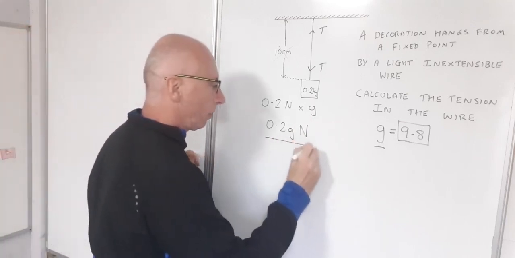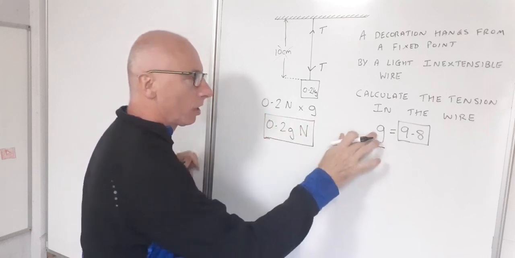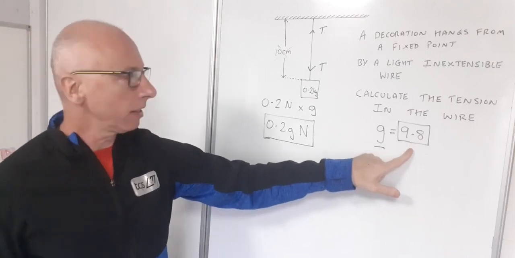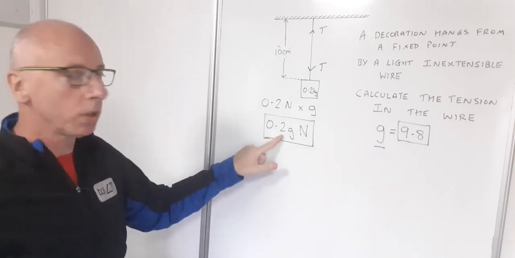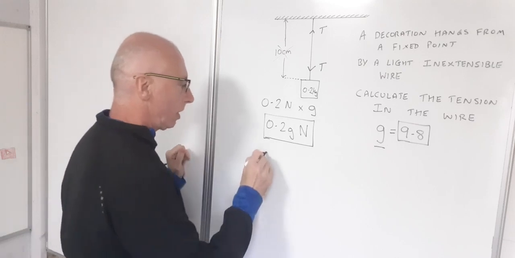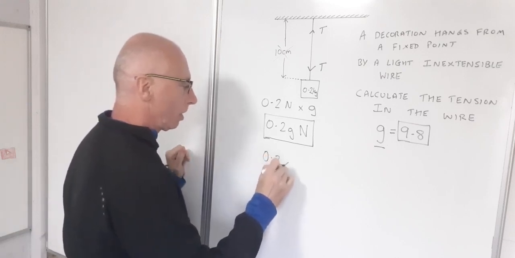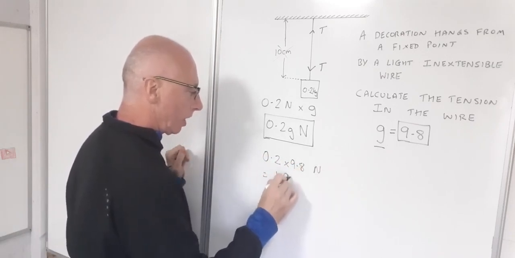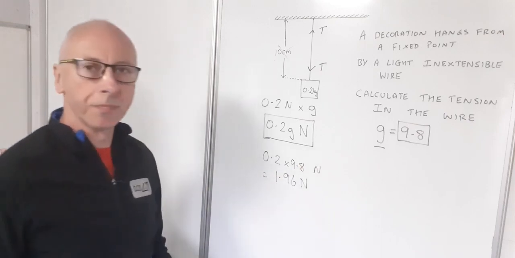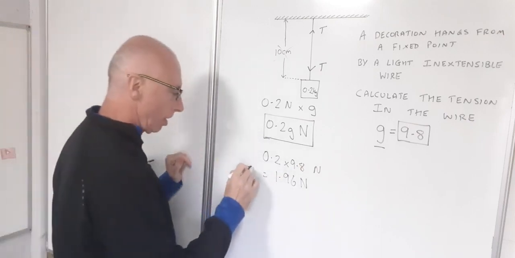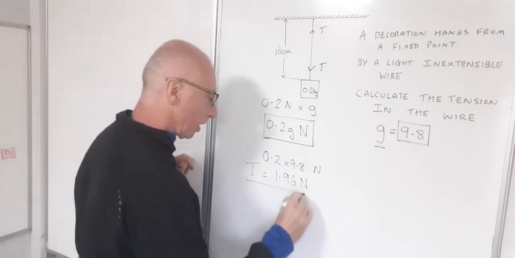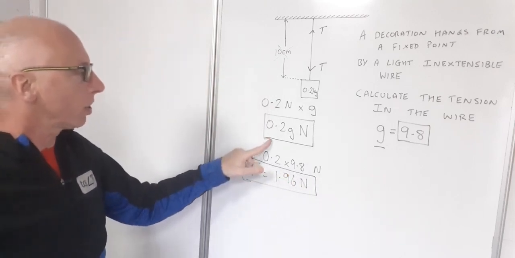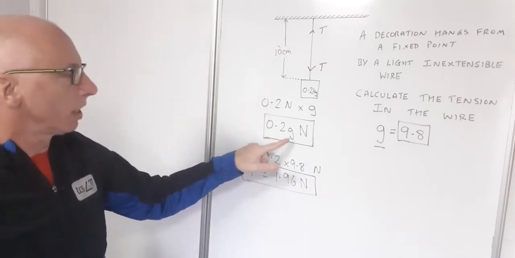So that would be good enough for the answer if you were just given that G is the force of gravity. Now here I'm giving 9.8 as the force of gravity. So I need to multiply this by 9.8. So basically now I've got 0.2 times 9.8 newtons, which equals 1.96 newtons. So therefore we can write this as tension equals 1.96 newtons, and that would be a numerical value. If not, tension equals 0.2 G newtons.